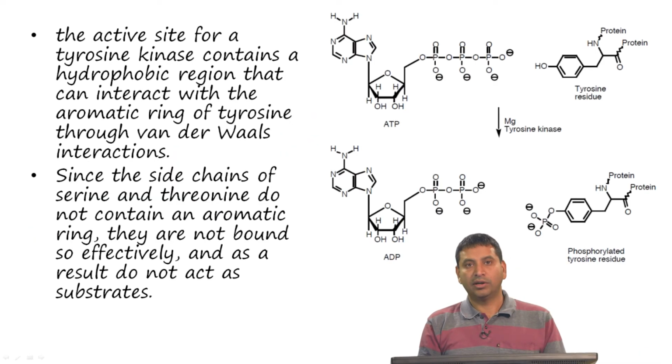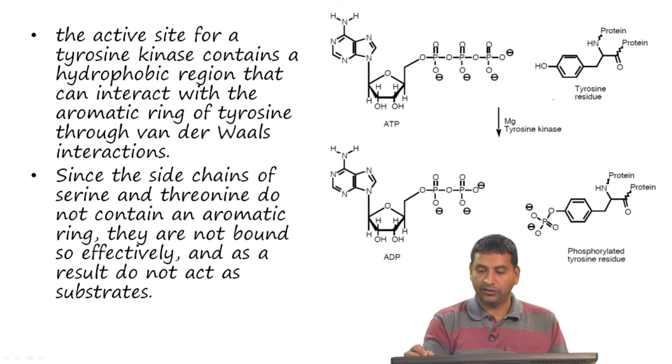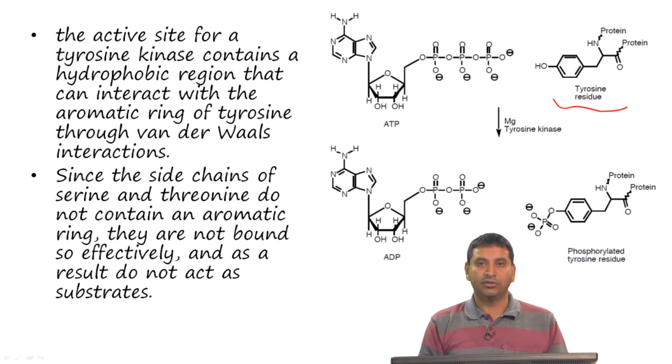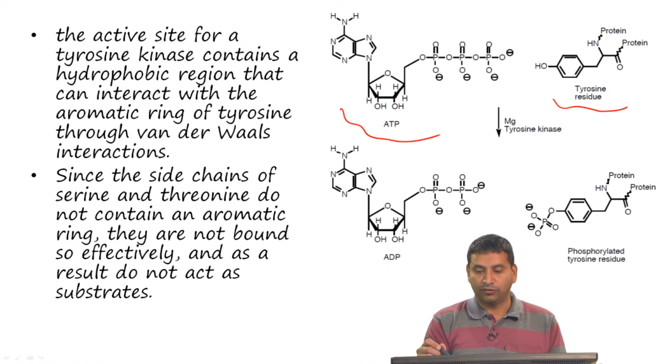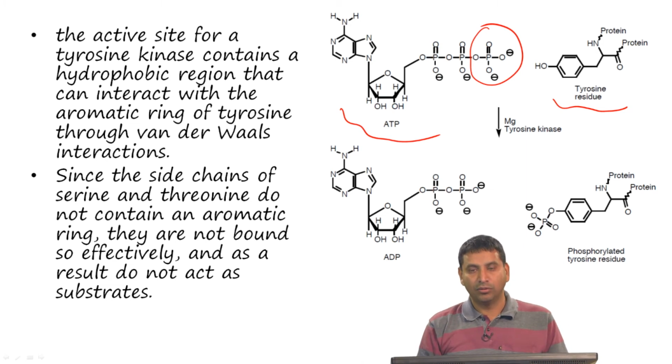So, in order to understand, let us first look at how this tyrosine kinase functions. So, you have a tyrosine residue in a particular protein, which is the target of the tyrosine kinase, and here is ATP, where the enzyme will have to bind to this ATP and transfer a phosphate over here as shown here, and then it is going to react with the tyrosine and produce a phosphorylated tyrosine.